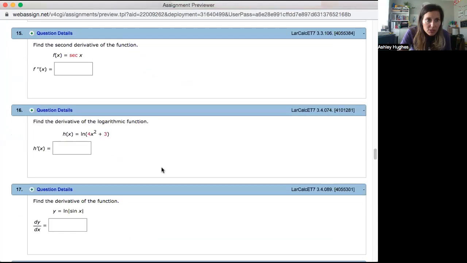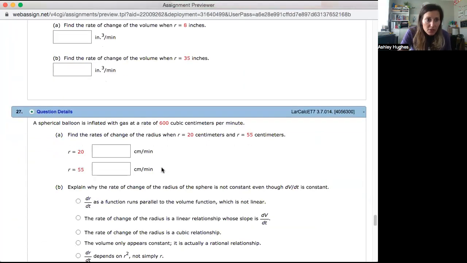Use the product rule. I'm trying to see how many we have left. Oh, well, quite a bit. Okay.